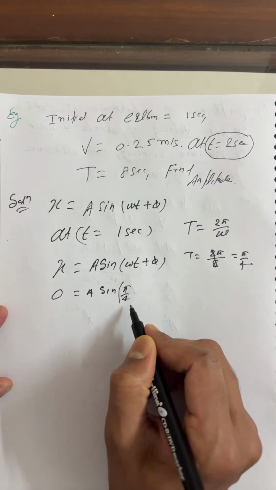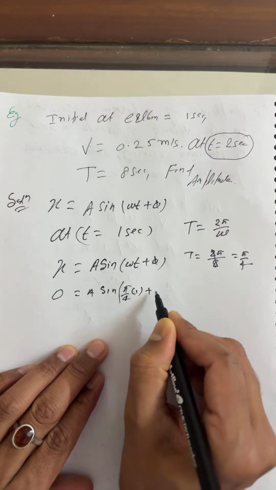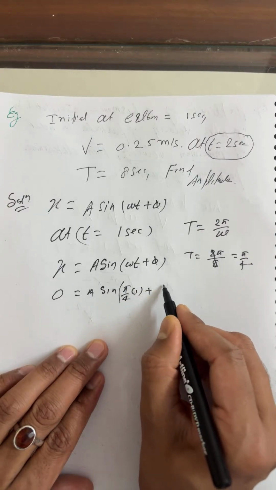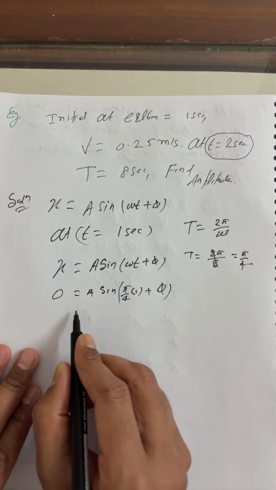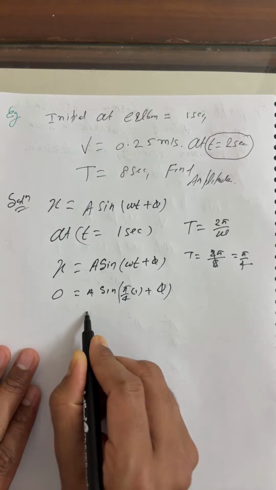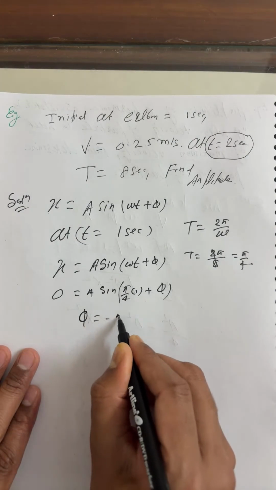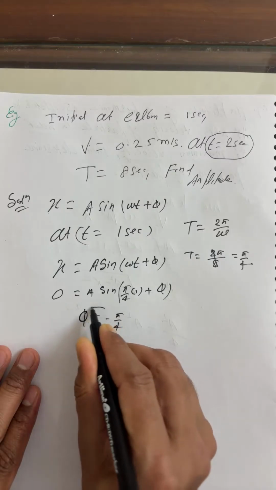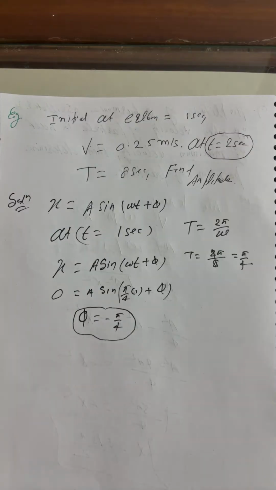5 by 4. And t, what? 1 second here. Mention it. Try to focus on the lecture. This is entirely zero. So what can we say? Phi is what? Phi is equal to minus pi by 4. Phi is equal to what? Minus pi by 4. Okay.